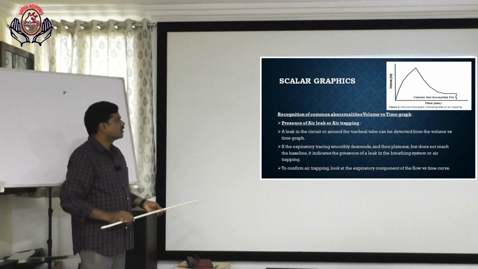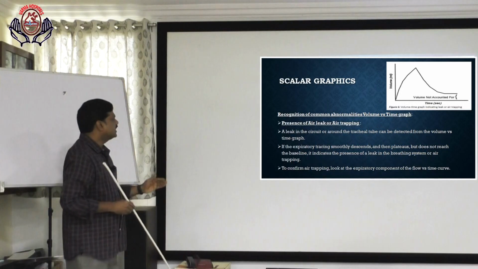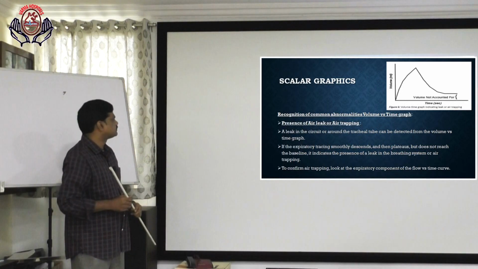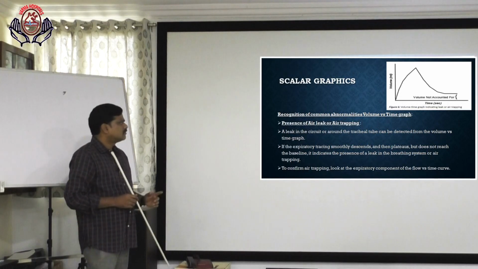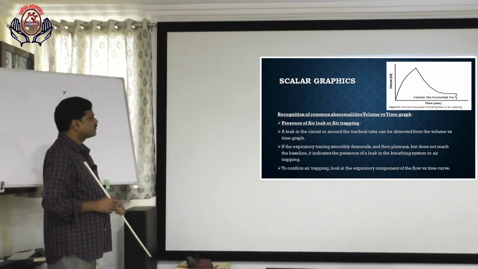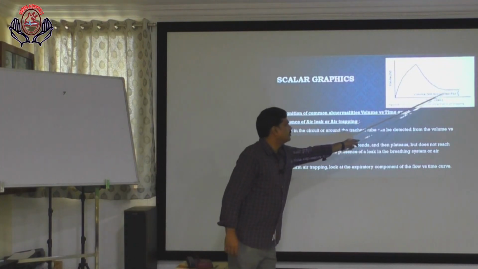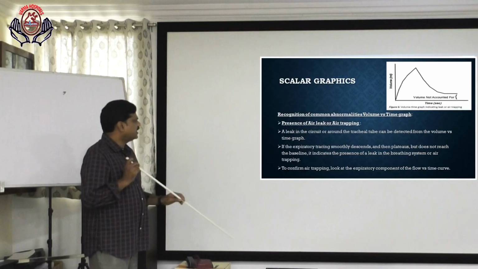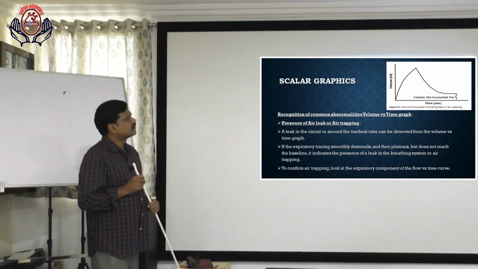Recognition of common abnormalities in the volume versus time graph. Presence of air leak or air trapping. A leak in the circuit or around the tracheal tube can be detected from the volume versus time graph. If the expiratory tracing smoothly descends, then plateaus but does not reach the baseline, it indicates the presence of a leak in the breathing system or air trapping. This is the volume accounted for by air trap or air leak. To confirm air trapping, look at the expiratory component of the flow versus time curve.